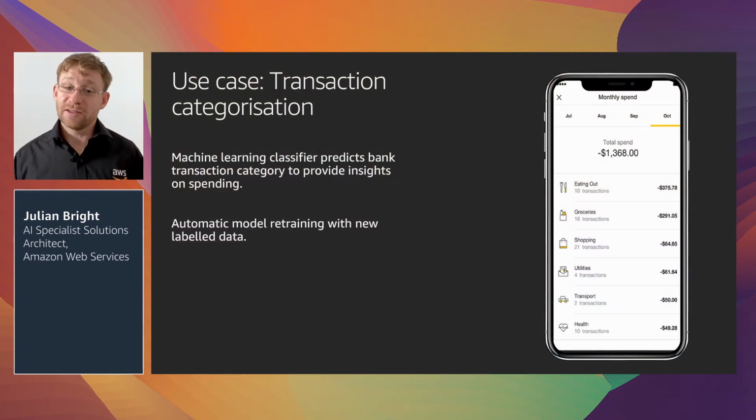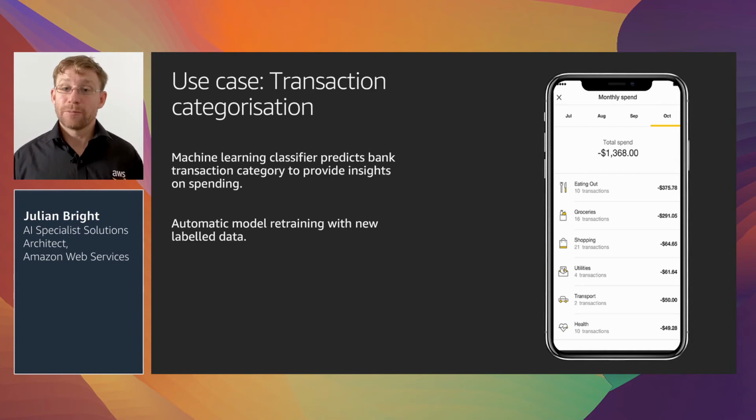So the use case here is bank transaction classification. As you can see on the right there, we're looking to classify monthly expenditure against a number of different categories. And we're going to use a machine learning model to predict these categories. And this helps provide insights on spending and understand how you can improve your spending patterns.